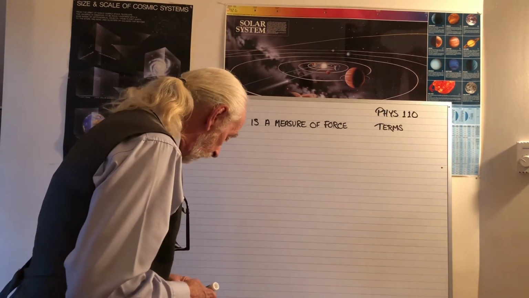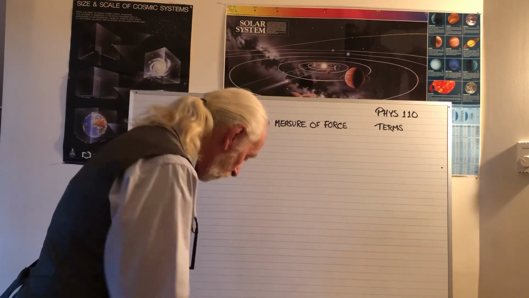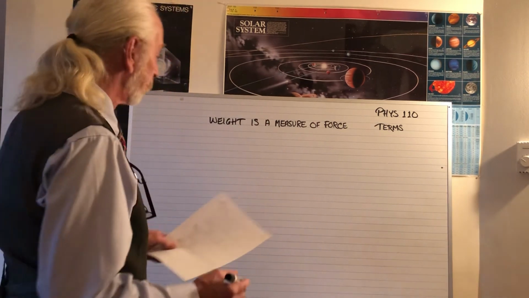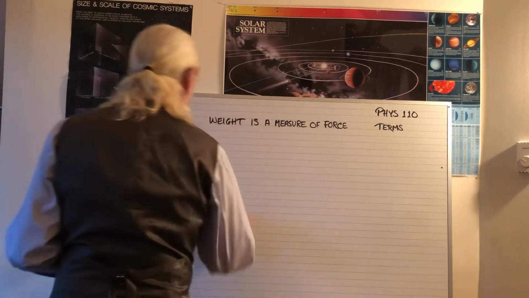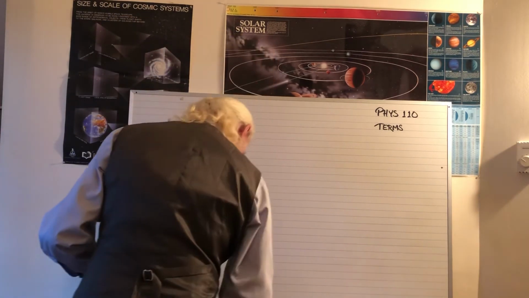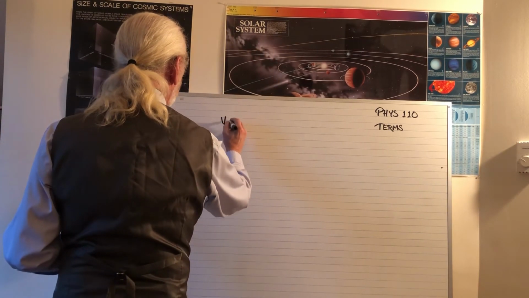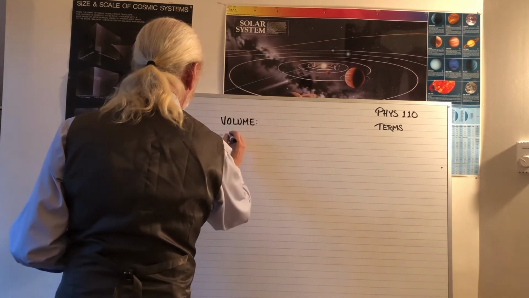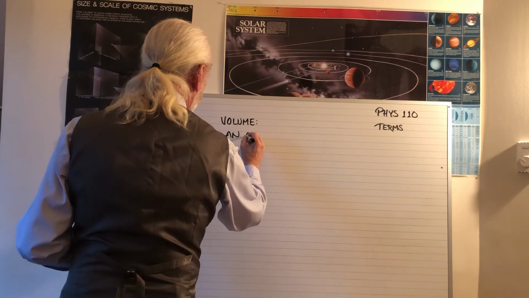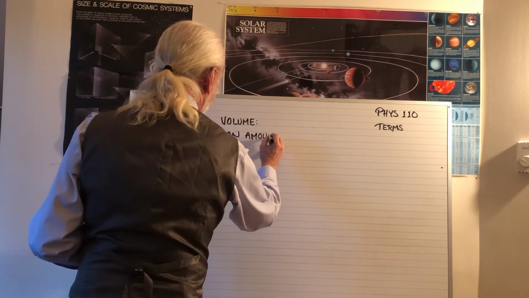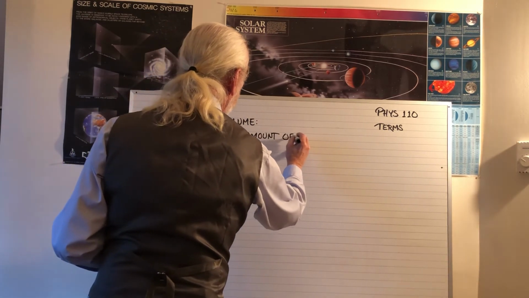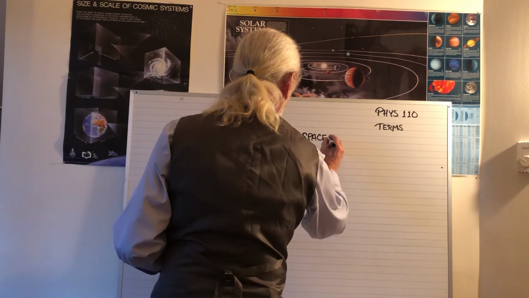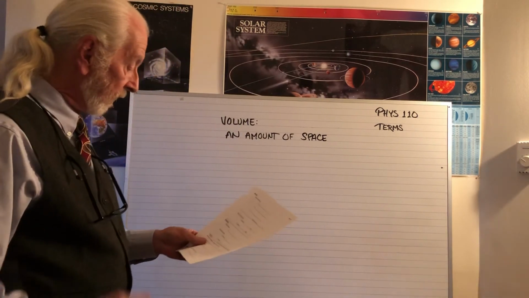The next item is volume. Now, how do we define volume? Well, it's an amount of space. As simple as that. An amount of space.